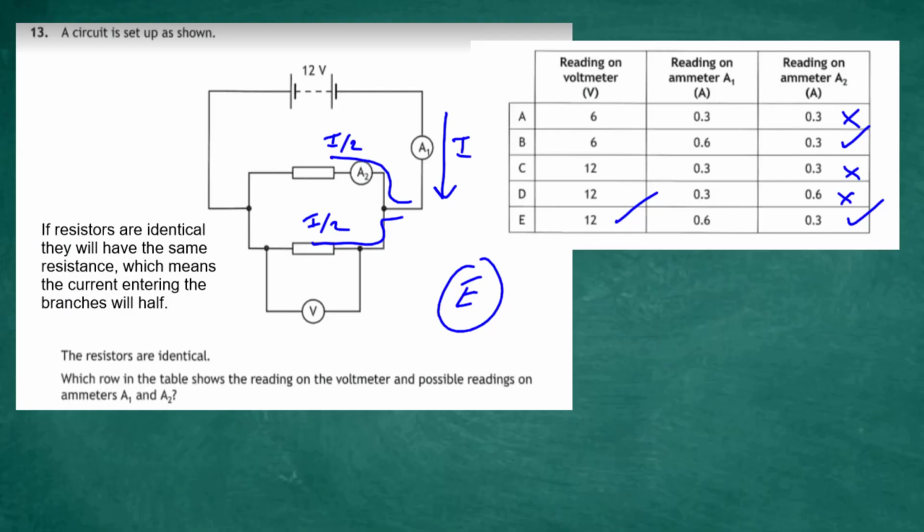So to recap, we're asked to decide which row in the table is correct. We know that when the current comes down here, it's going to split in half, so A1 must be double A2. That must mean A1 is 0.6, so A2 must be half of that, 0.3. And the crucial one is that the voltmeter across the resistor is going to measure the same as the voltmeter across the branch, which is exactly the same as the voltage across the battery, 12 volts. So the answer for that one is E, but remember, practise at the PhET site.